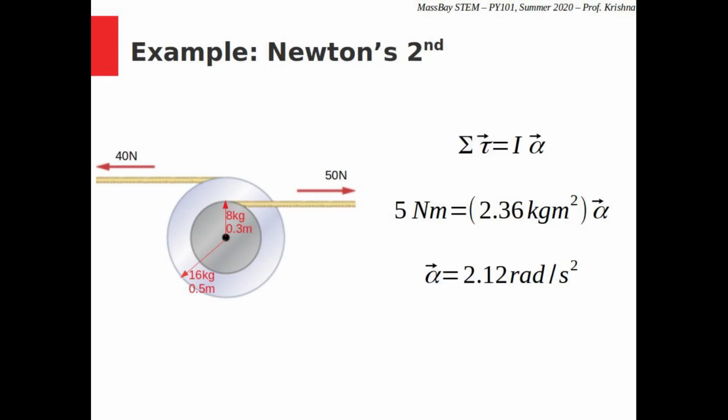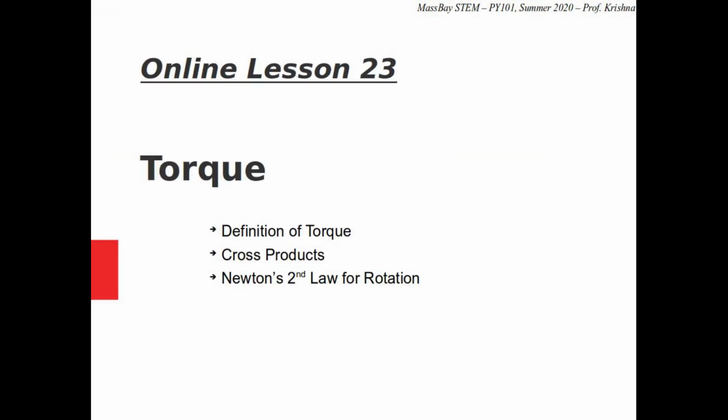Finally, we can apply Newton's second law for rotation to determine the angular acceleration. We divide the torque we found earlier, 5 newton meters, by the total moment of inertia, 2.36 kilogram meters squared, to yield the angular acceleration, 2.12 radians per second squared counterclockwise. This video introduced torque and explored Newton's second law for rotation. We went through several sophisticated puzzles.